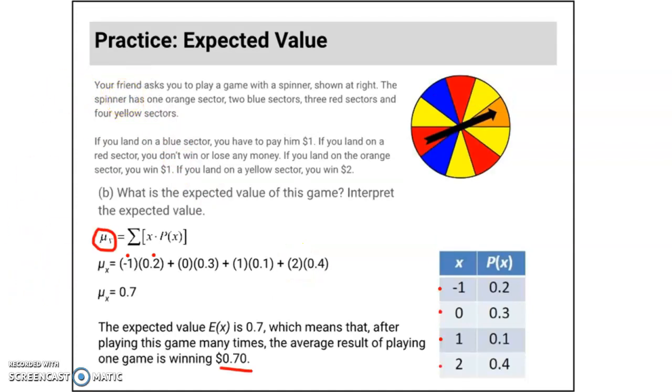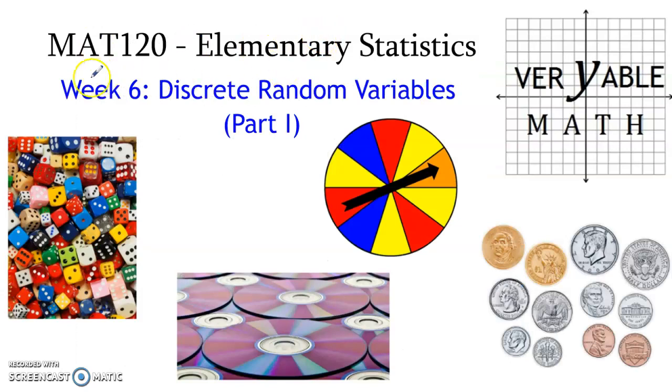All right, this was a video about week 6, the discrete random variables week. I'm going to record another video shortly that describes the second half of this chapter, which is all about binomial random variables, which is a special subset of the discrete random variables.